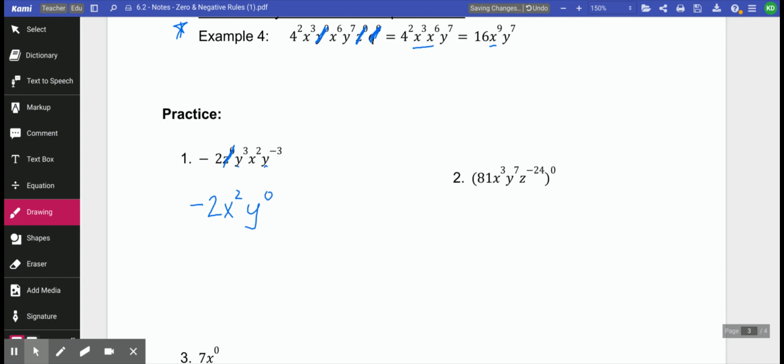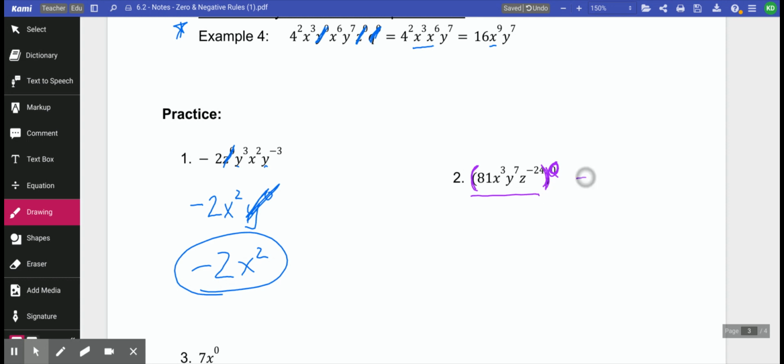And here, I'm going to maybe use my product rule first. So if I combine y to the third and y to the negative third, right? My product rule says add those exponents. Well, what do we get if we add 3 and negative 3? Well, we get 0, right? So that one's going to be y to the 0 power. And what happens when we have something to the 0 power? We cross it out. So my final answer would just be negative 2x squared.